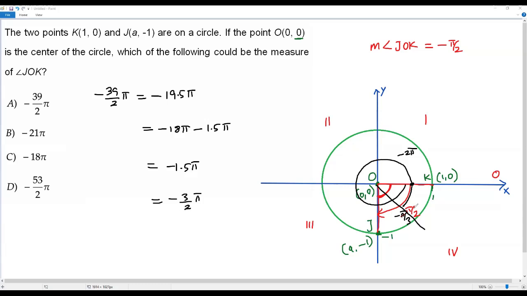But it is not equal to the angle measure we got over here from 0 to this position. Already we have discussed this one. The angle measure over here is negative pi over 2. So the answer choice A is incorrect.